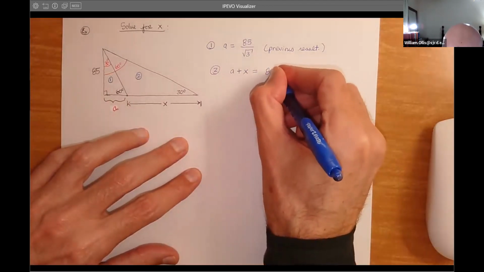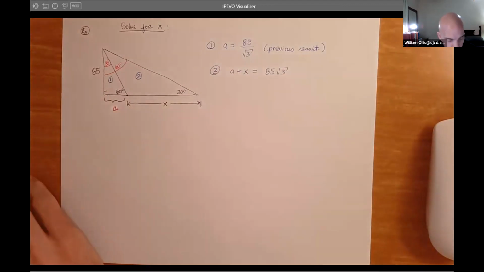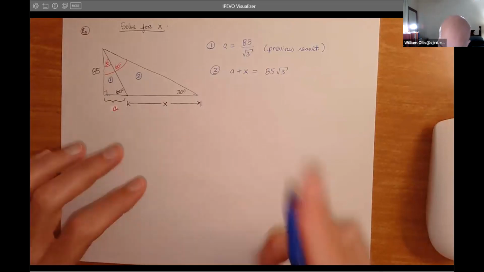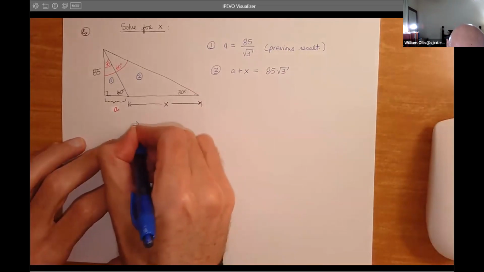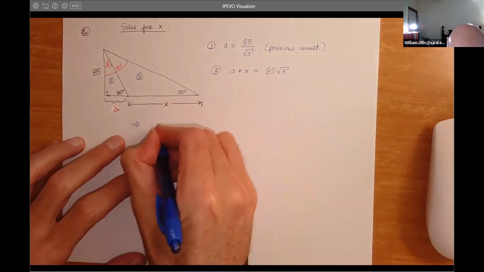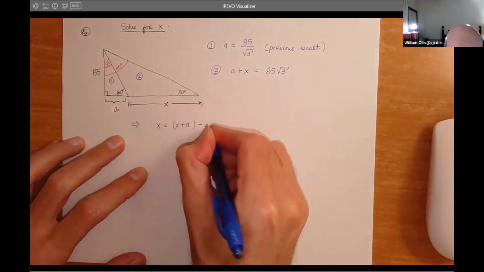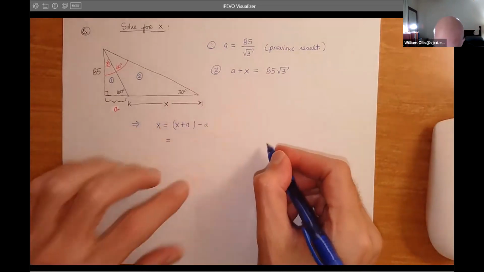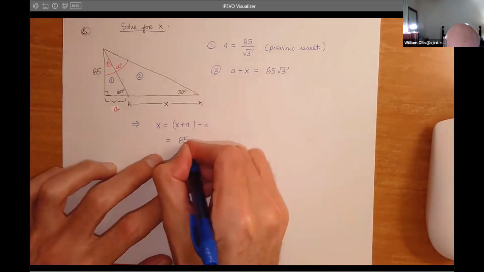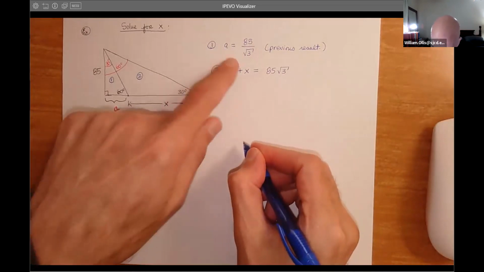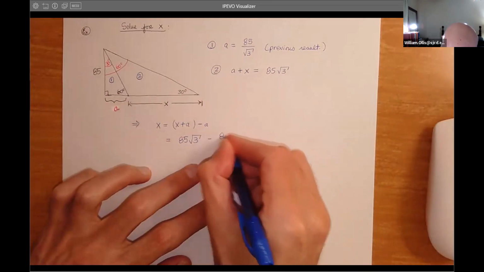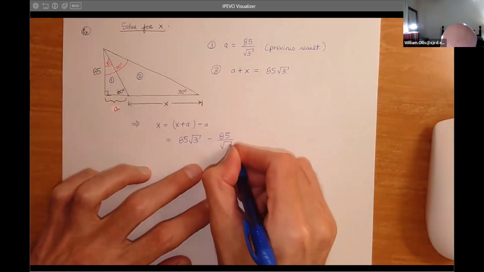So it's the same kind of problem, but it's set up a little bit differently. What I want to do in this particular case is help you with these famous triangles so that you can use them to make your work more efficient. So now this implies, in this case, X equals X plus A minus A. And so we'll fill it in. X plus A is 85 times the square root of 3 minus, we'll do the same song and dance. I thought it was worth doing this.